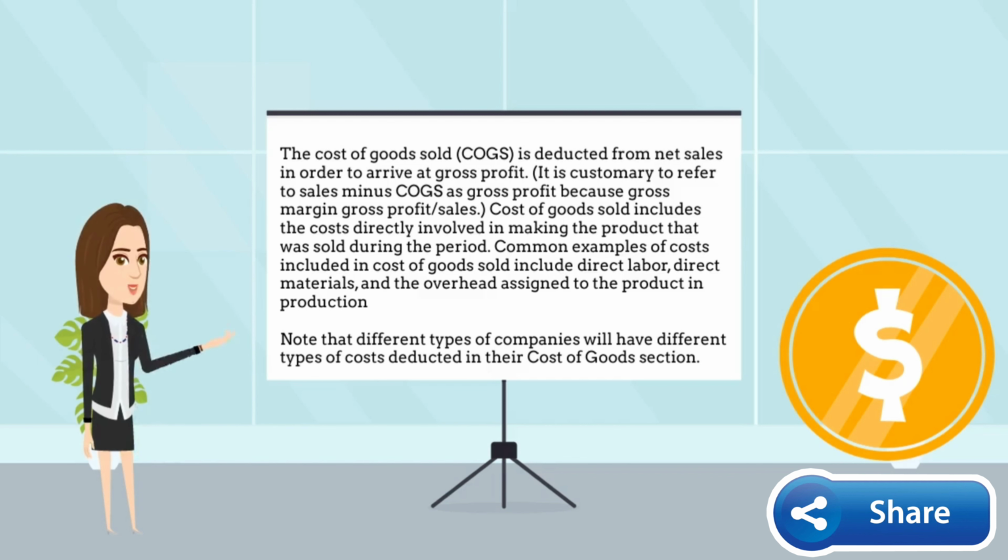Common examples of costs included in cost of goods sold include direct labor, direct materials, and the overhead assigned to the product in production. Note that different types of companies will have different types of costs deducted in their cost of goods section.